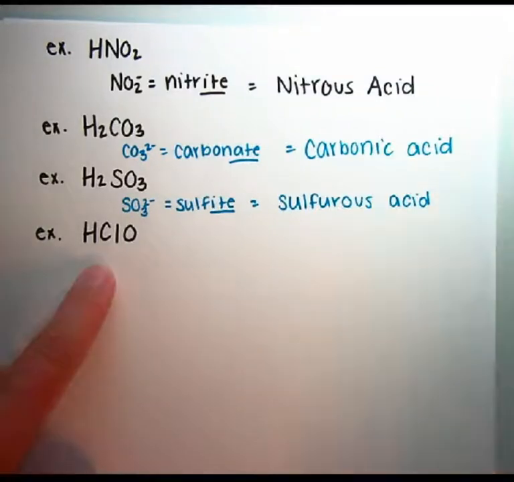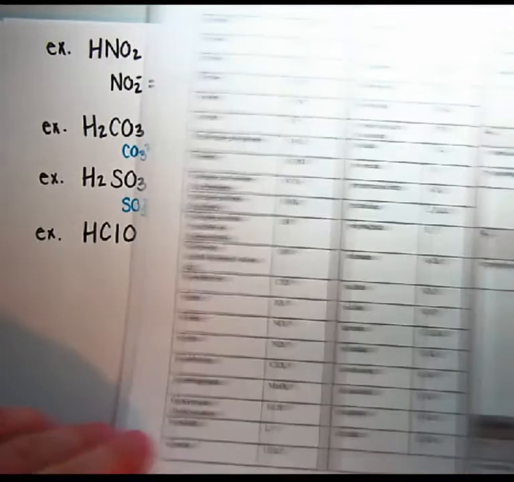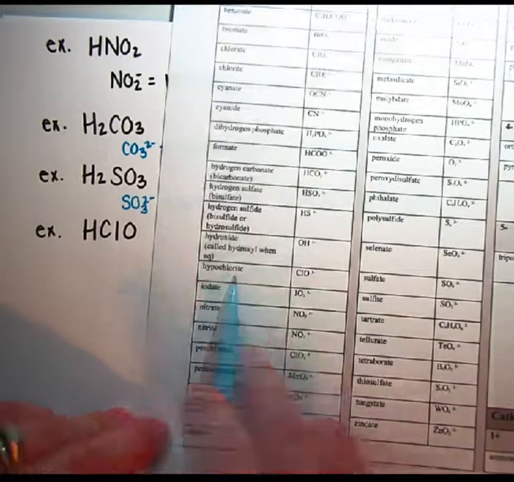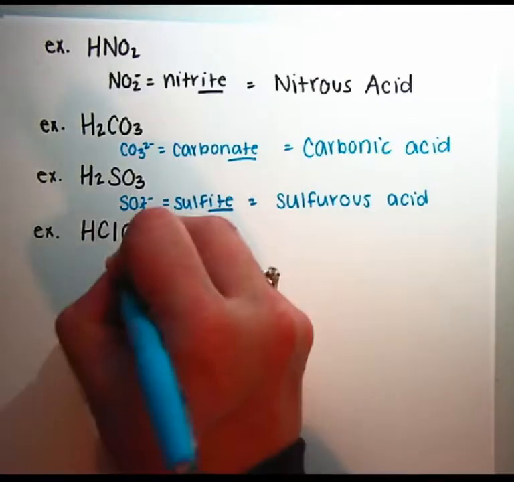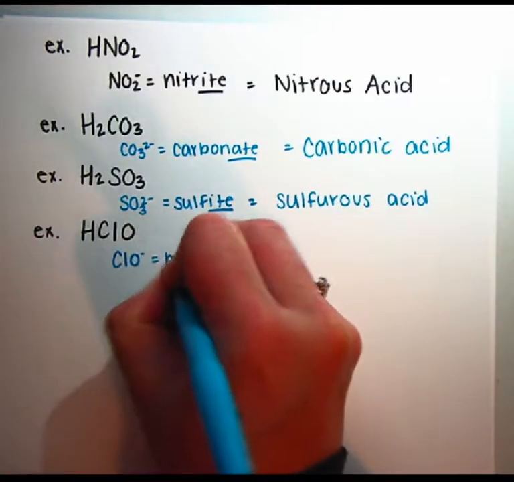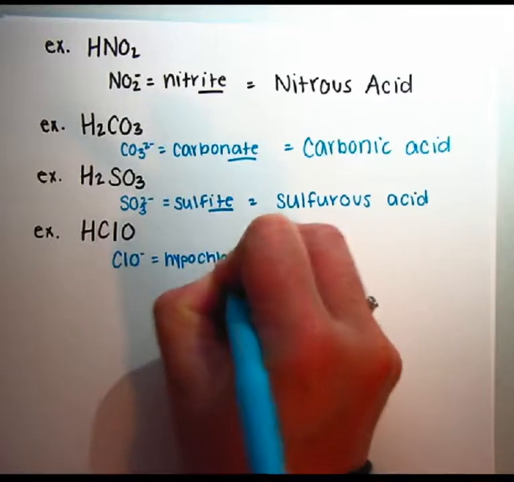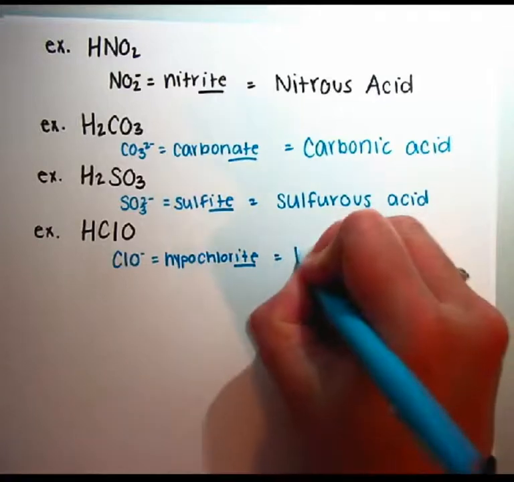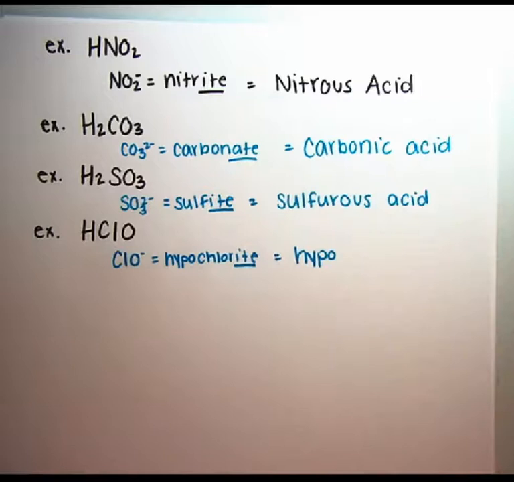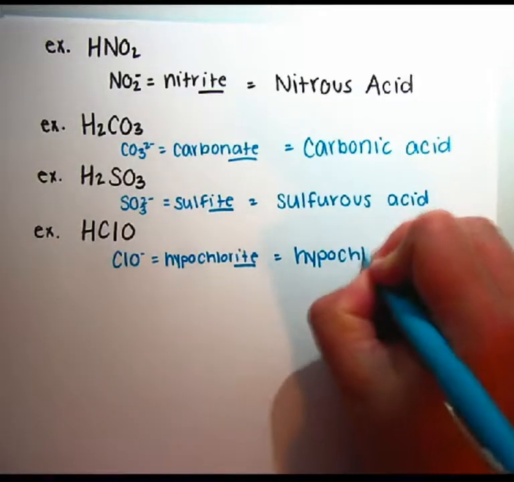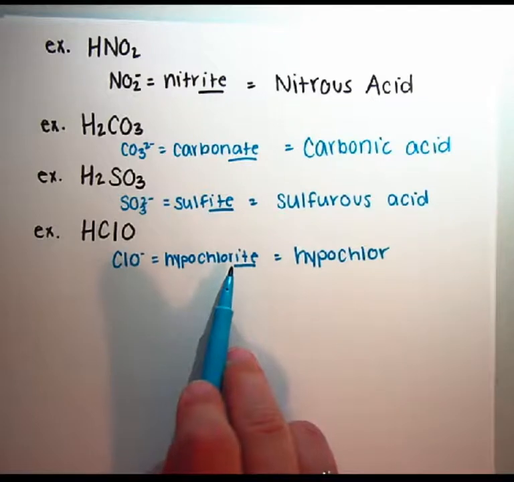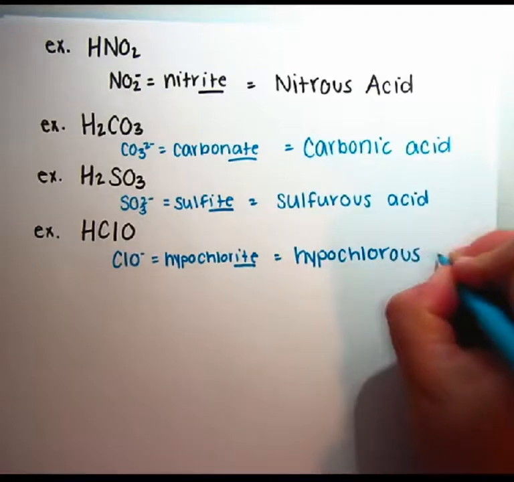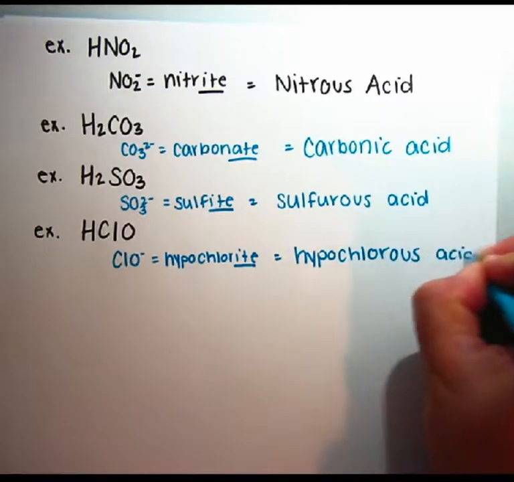Last one, HClO. ClO is going to be hypochlorite. We keep the hypo. Don't drop that prefix hypo. The only thing that we drop is the ITE, and we add OUS, hypochlorous acid.